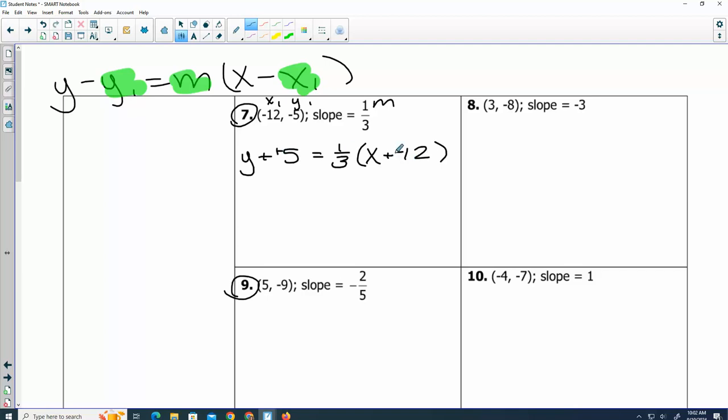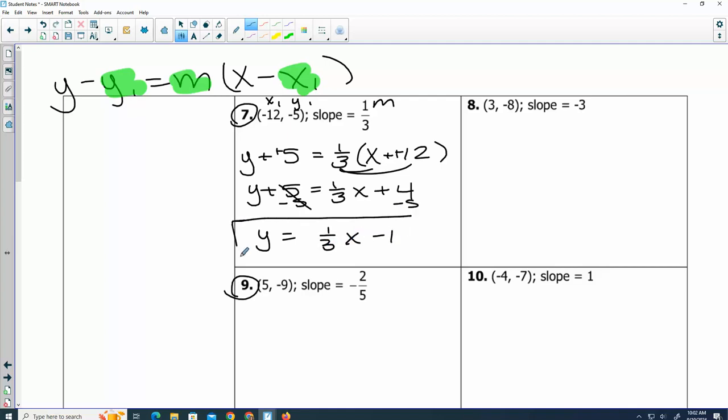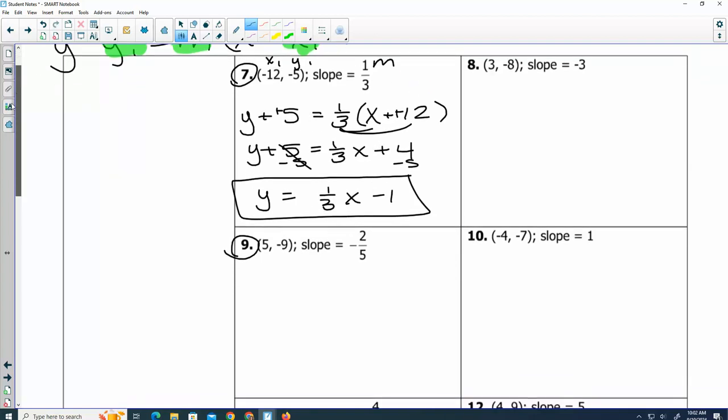Minus a negative becomes positive. So y plus 5 equals 1/3 x plus 4. Then we subtract over the 5. So y is 1/3 x minus 1. Did we get that one? A couple sign mistakes, I think, when I was walking around, but we had the right idea there.